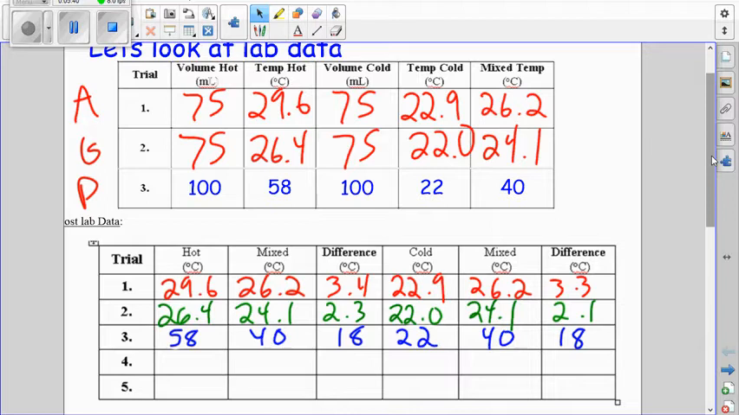I'd also like to point out that the volume of hot and cold was the same for all of them, so it wasn't like you had a huge bucket of hot water with a couple drops of cold, it was the same amount of each, okay? And you'll notice that if I highlight this here for you, the differences should all be about the same. 3.4, 3.3, pretty much the same. 2.3, 2.1, pretty close. 18 and 18, nice, okay? So here's the idea. The hot water lost as much heat as the cold water gained, okay? So they met in the middle, so to speak.